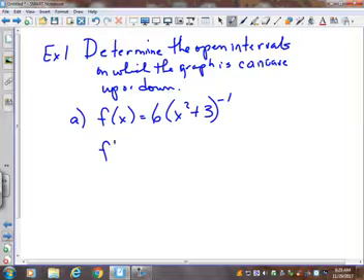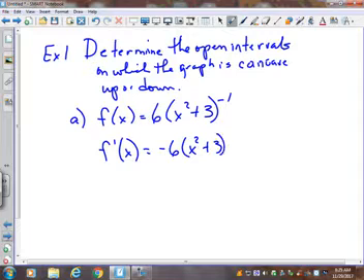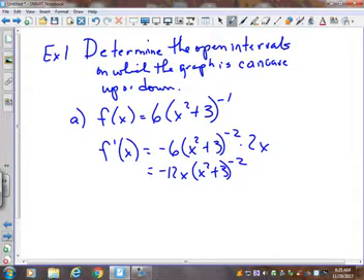So first, if I leave this problem the way it is, I can do chain rule. Put the power in front, makes it -6. That makes the power go down by 1 to -2. And what's the derivative of the inside? Okay. So I'm going to multiply that 2x to the -6 and get -12x times (x squared plus 3) to the -2.